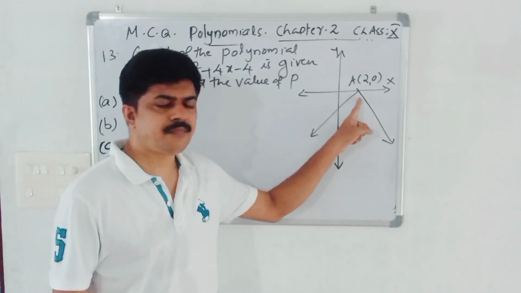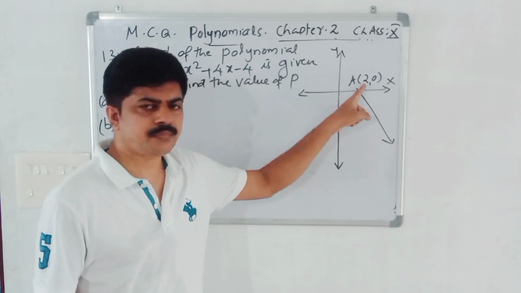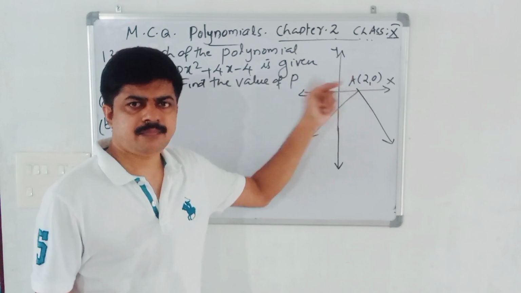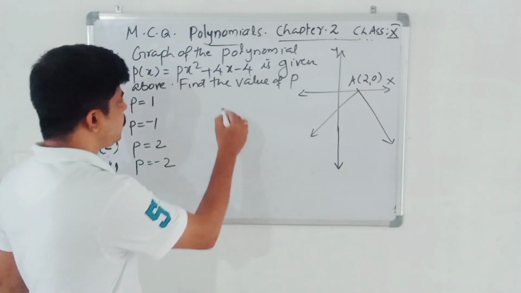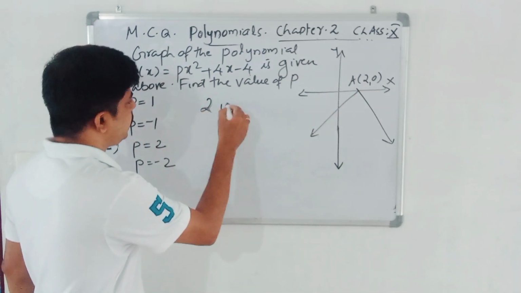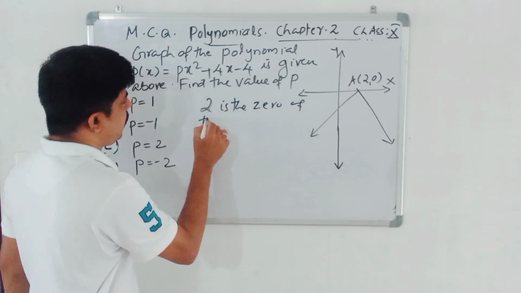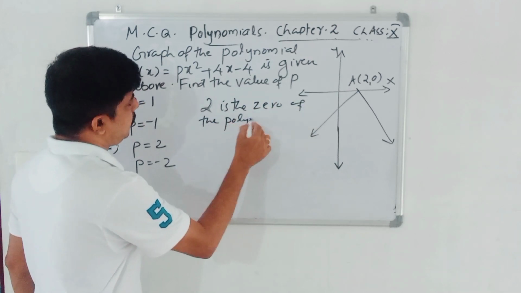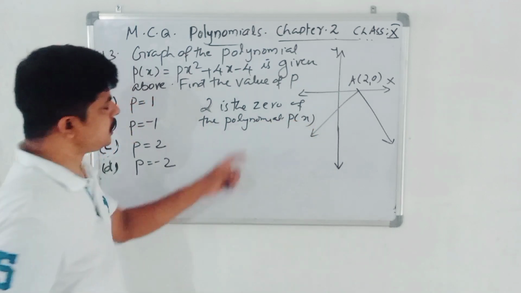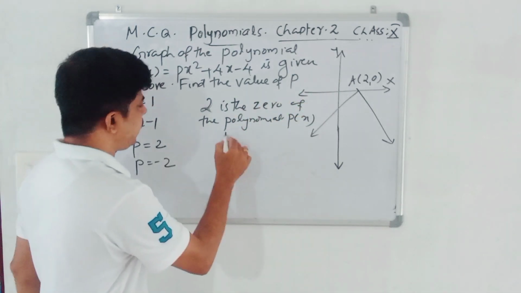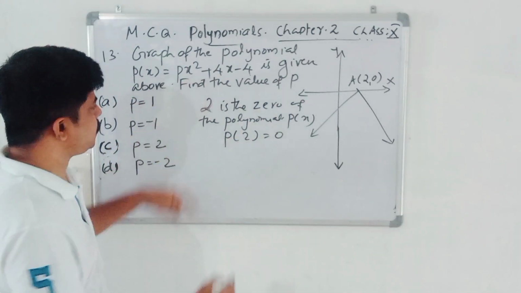We know that the graph touches the x-axis at 2, 0. Therefore, 2 is a zero of the given polynomial, because that is the x coordinate. Therefore, p of 2 is equal to 0. Then x will be substituted by 2.